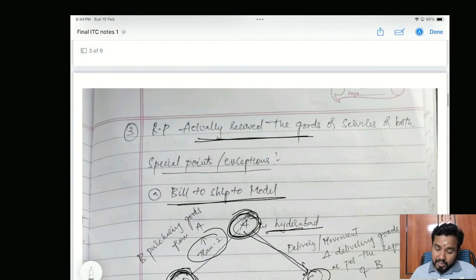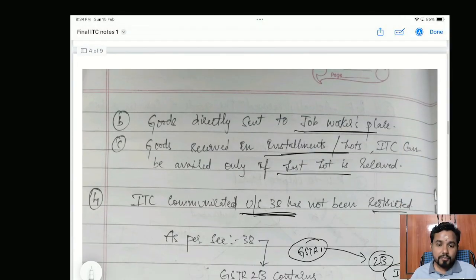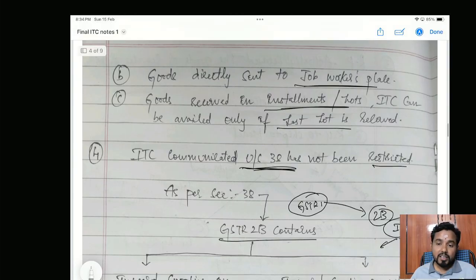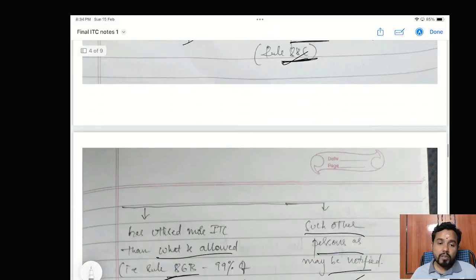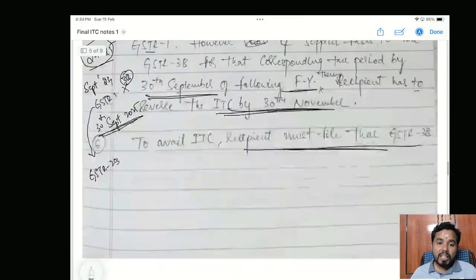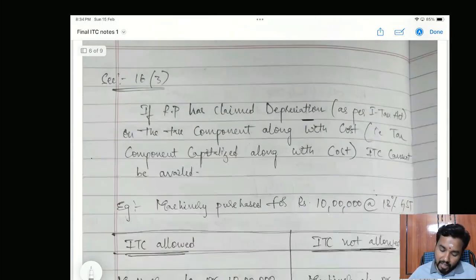Third one, registered person has actually received the goods or services, and the fourth condition was ITC communicated under Section 38 should not have been restricted. And the fifth one was, what was the fifth condition? The fifth condition was tax has been actually paid to the government, and the last condition was recipient must file GSTR 3B. If these 6 conditions are satisfied, then you can avail ITC.